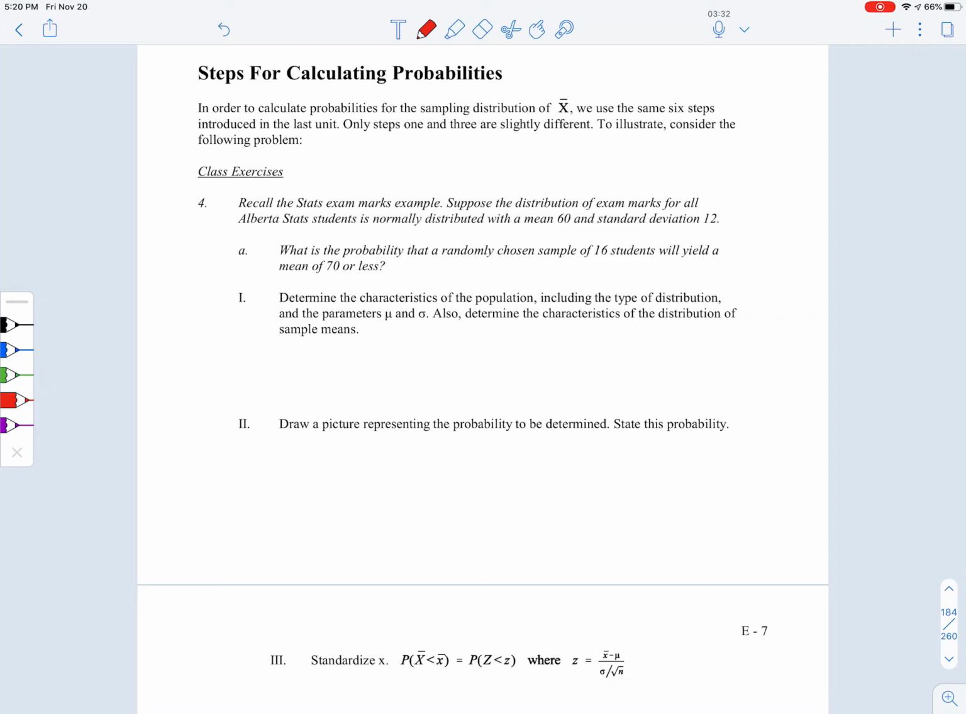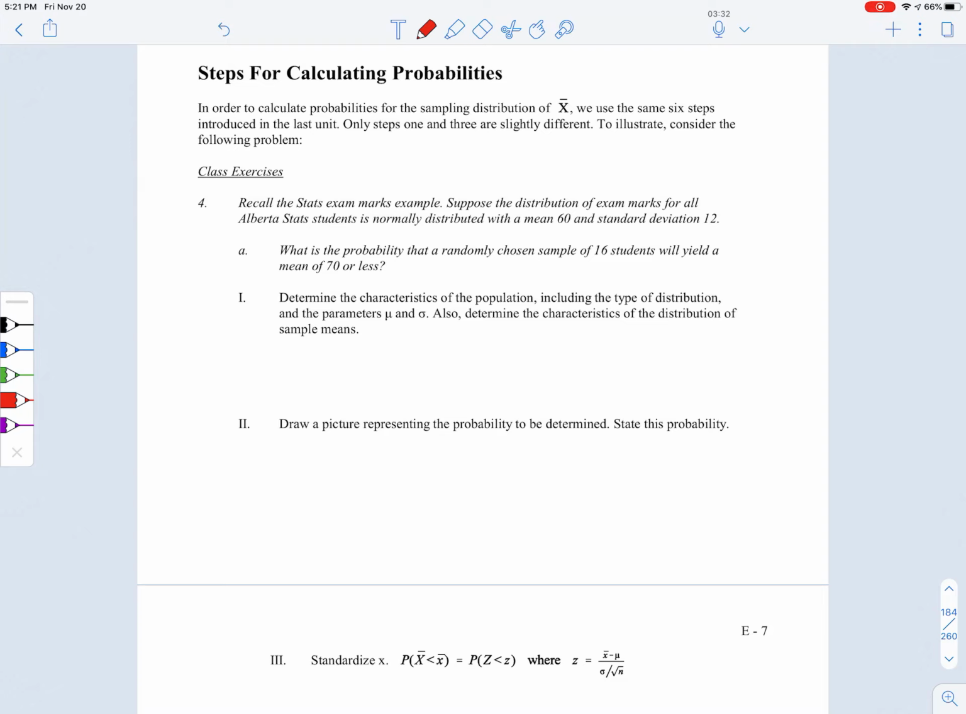But here what we're doing is we're saying, what if we took a sample of, say, 16 people and averaged their marks out and came up with an X bar? What is the probability of getting a sample mean greater than 70? Or in our case, I think I've got 70 or less. So let's take a look at that.